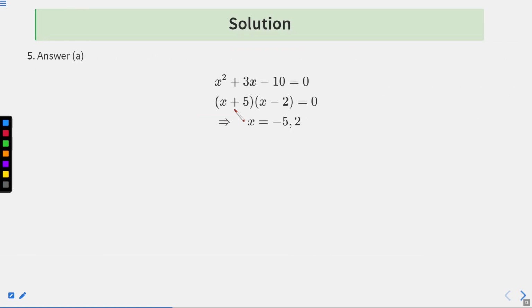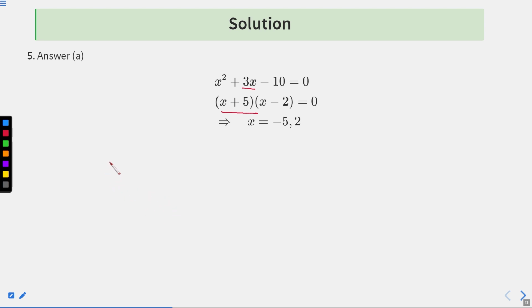If we use the factorization method, then you can split the middle term 3x as 5x minus 2x. Then you will get two factors, the product of the two factors (x plus 5) into (x minus 2) is equal to 0, and it implies either x plus 5 is equal to 0 or x minus 2 is equal to 0. So here we get the values of x, basically minus 5 and 2. So the roots of this quadratic equation are minus 5 and 2. We can also use the quadratic formula.